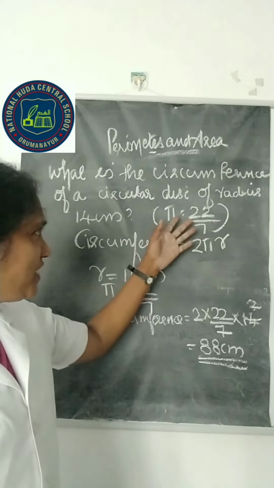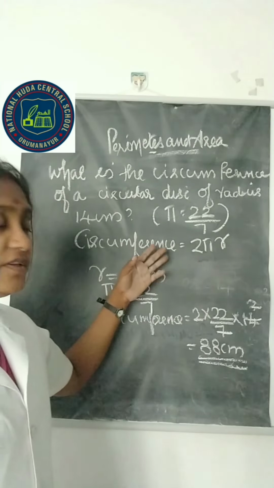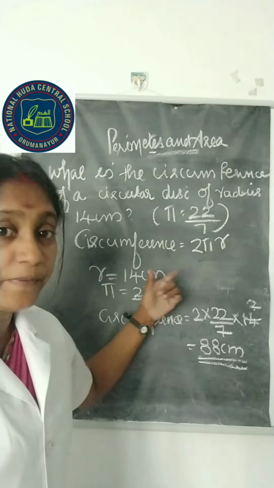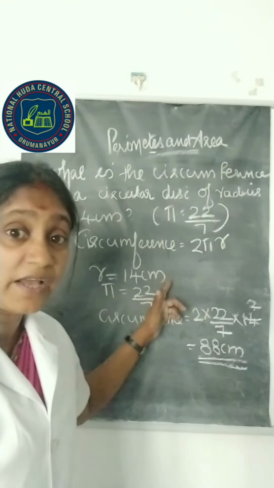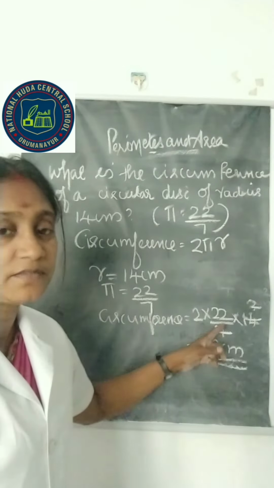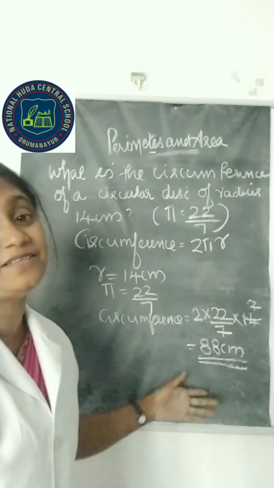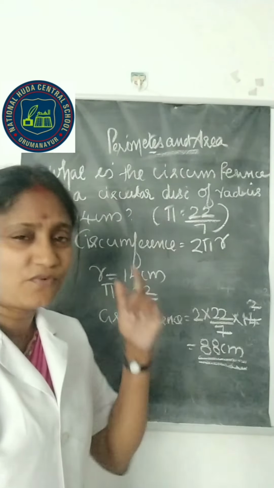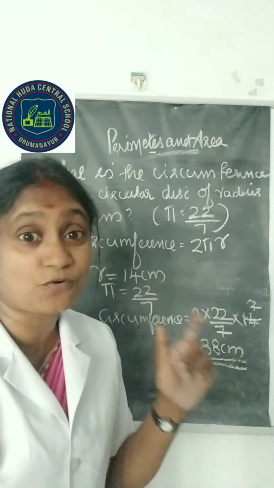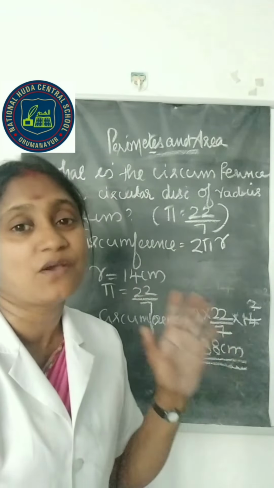So what is asked here? Circumference is asked. So circumference is equal to 2 pi r, where pi is 22/7 and r is 14 centimeter. So when we substitute the values in this, two numbers get cancelled. After that, when we multiply, we will get 88 centimeter. So what is the circumference of a circle? It is 2 pi r if r is given. And if d is given, it is pi d.